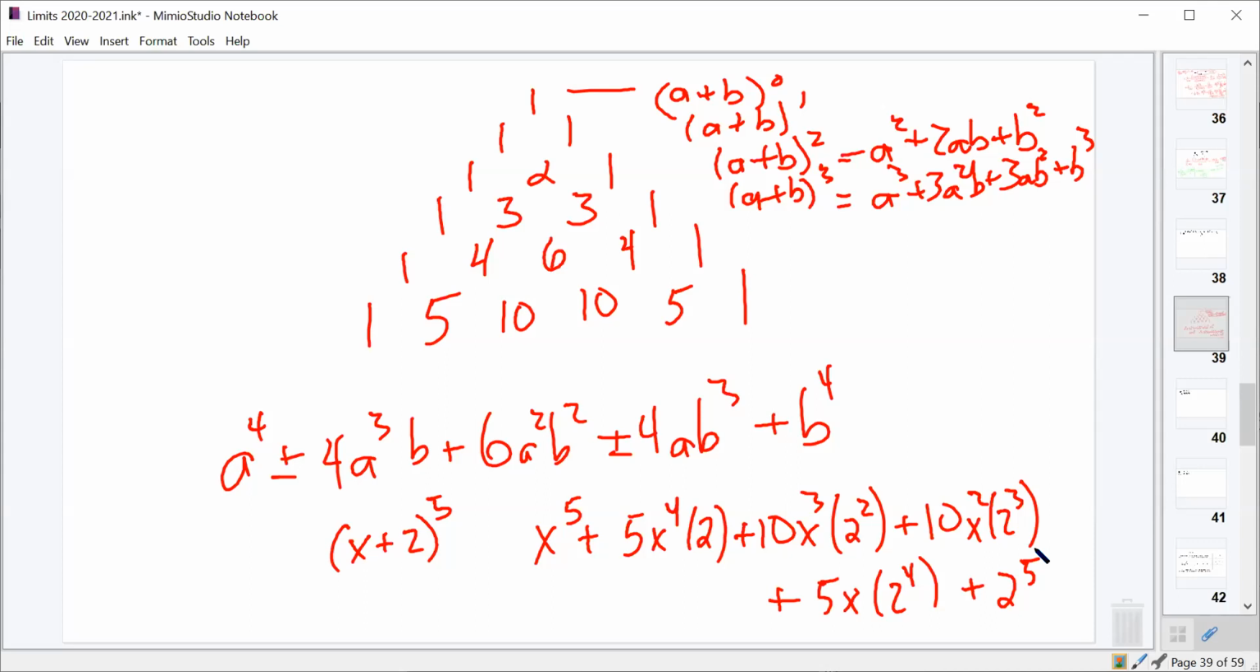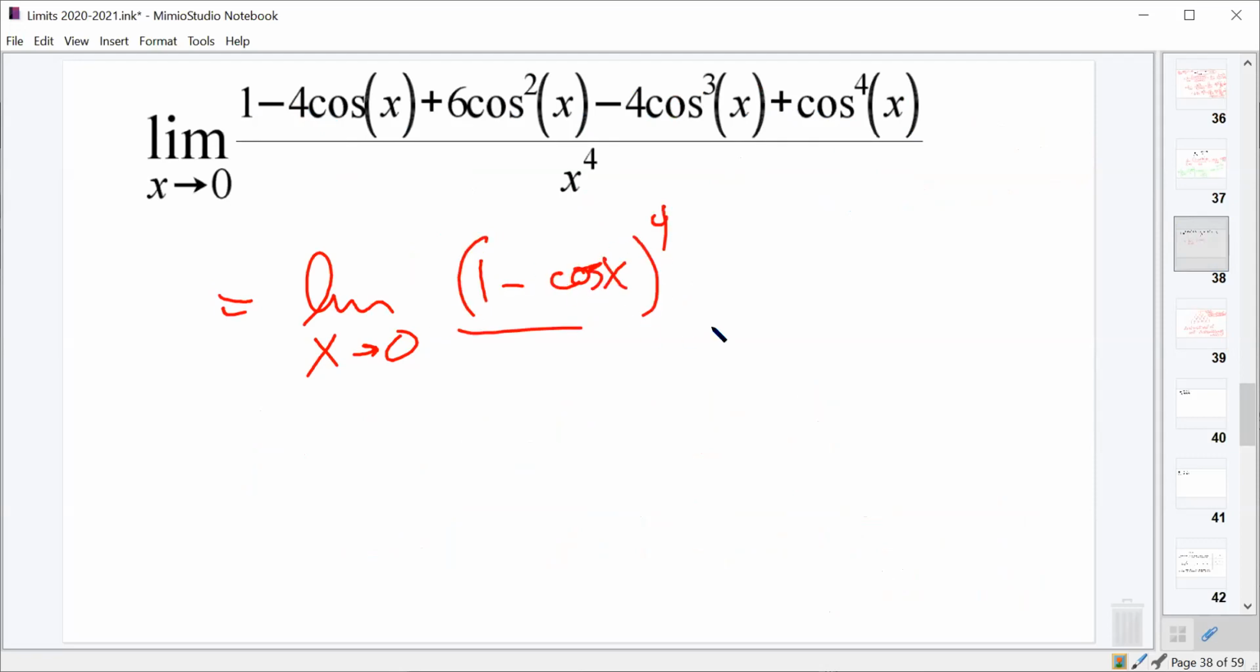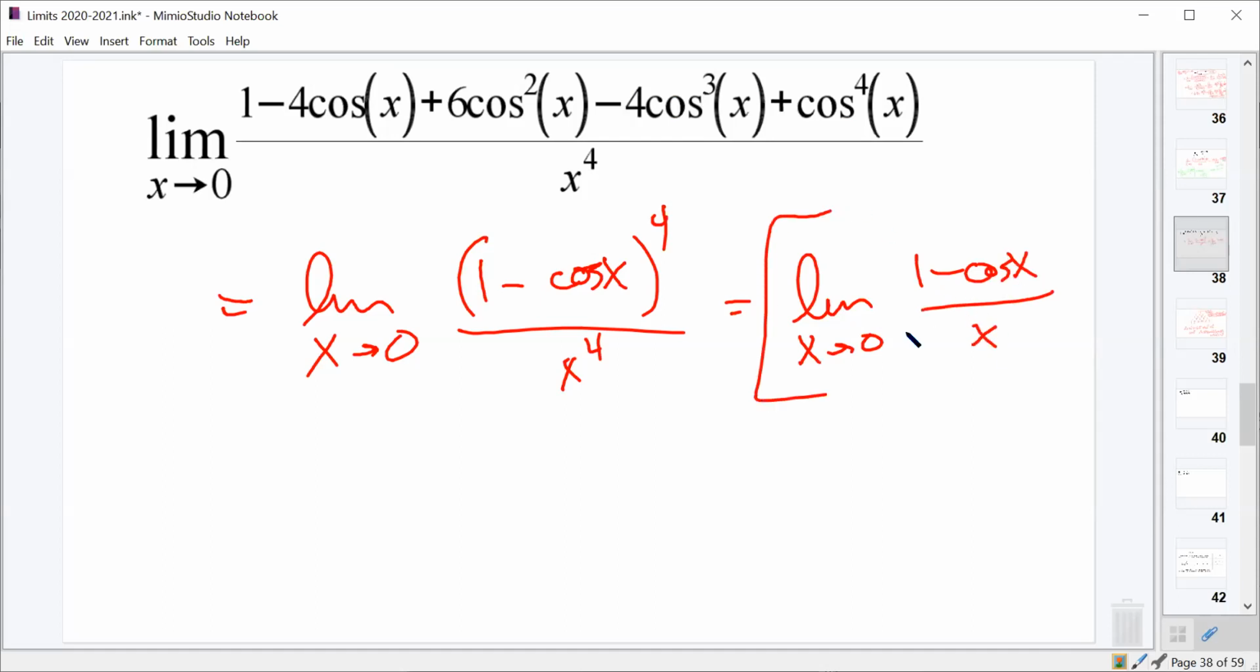Yep. All right, good. So now when you look at this, you should be like, 1, 4, 6, 4, 1. That's the fourth row of Pascal's triangle. And it alternates positive, negative, positive, negative, positive. So that must factor down to 1 minus cosine x to the fourth power. And since I have 1 minus cosine x to the fourth and x to the fourth, I should be able to rewrite this as 1 minus cosine x over x, all raised to the fourth power.